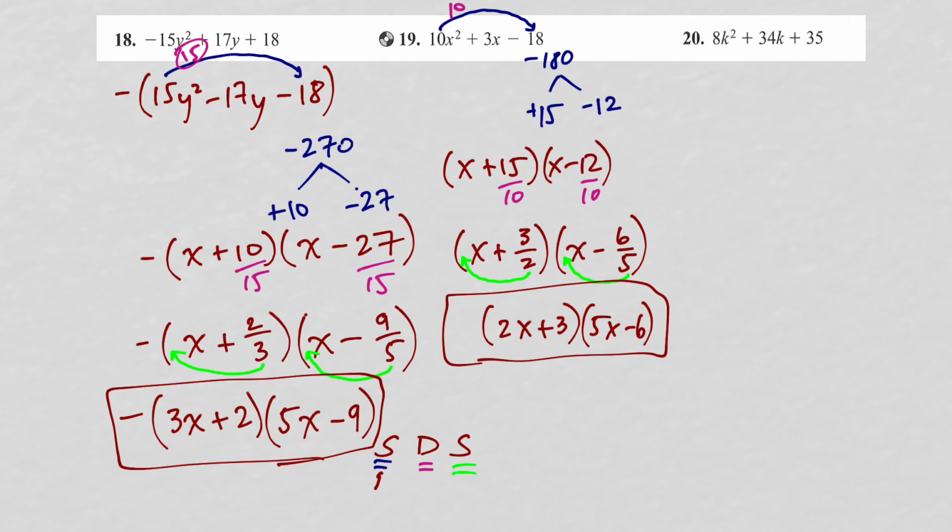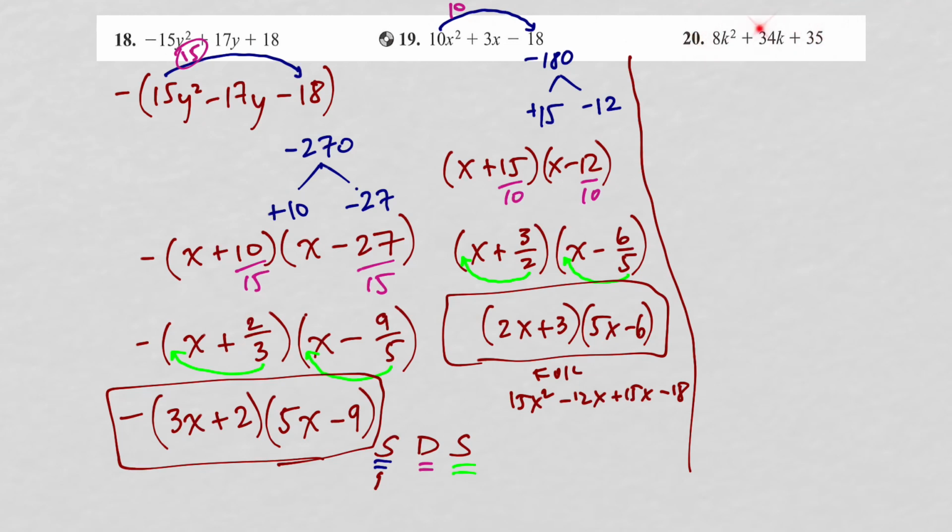Now, again, you can always check. If you get confused and you're not sure if it works, FOIL this. The first is 15x squared. The outer is a negative 12x. The inner is a positive 15x. And notice, by the way, those two middle terms were the factors you found there. The last is negative 18. These are going to become the 3x. So you have 15x squared plus 3x minus 18. So you know it works.